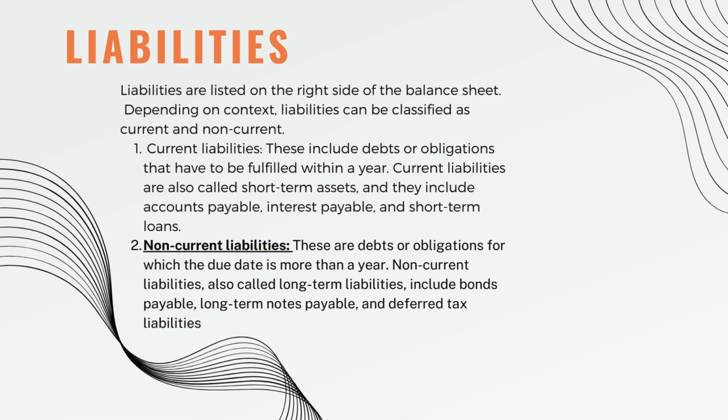Liabilities. Liabilities are listed on the right side of the balance sheet. Depending on context, liabilities can be classified as current and non-current. Current liabilities. These include debts or obligations that have to be fulfilled within a year. Current liabilities are also called short-term liabilities, and they include accounts payable, interest payable, and short-term loans. Non-current liabilities. These are debts or obligations for which the due date is more than a year. Non-current liabilities, also called long-term liabilities, include bonds payable, long-term notes payable, and deferred tax liabilities.